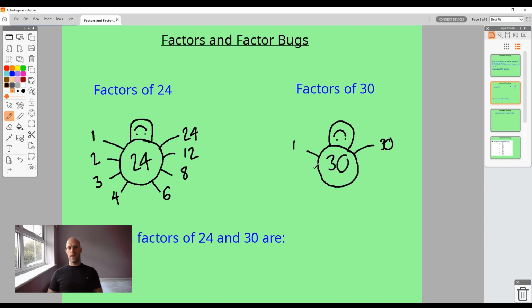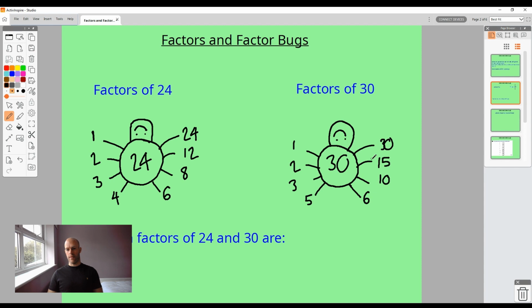Now I'm thinking in my head, okay, go through your 2s. 2 times 15, or divide 30 by 2 and you'll get the same result. 3, yeah, 3 times 10. 4, not going to work for 4. 5 though, times 6. And again, I don't need to check anywhere beyond.